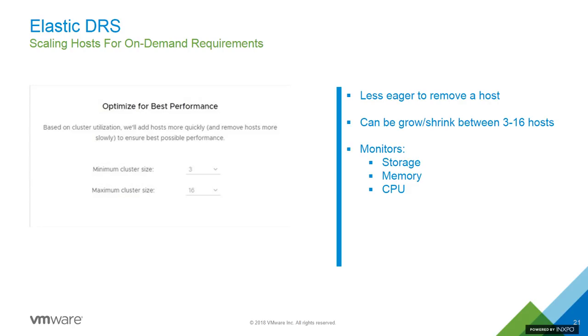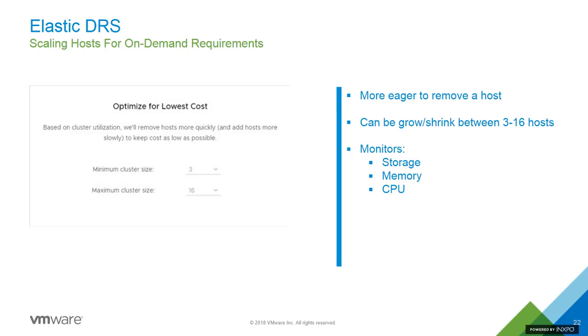With optimize for best performance, it's going to be less eager to remove a host, meaning it's going to have more leeway to give your VMs the performance that they require, and be less aggressive about trying to load balance those workloads and squeeze them back into N-1 like you would have had in a previous state. With optimize for lower cost, this is actually going to put more emphasis on removing the host as soon as possible.